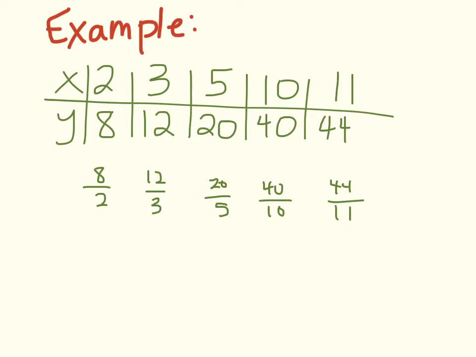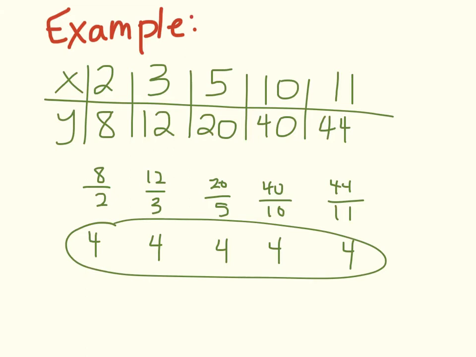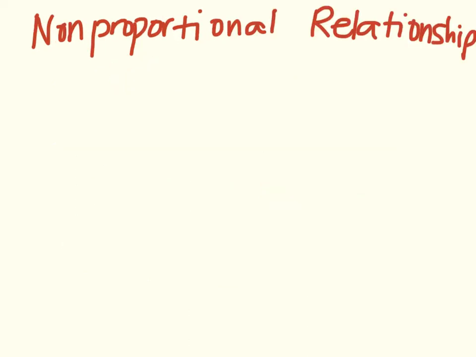And what I do is I can just divide them on my calculator. Sometimes they come out evenly. So here I get 4, 4, 4, 4, and 4. So 4 is my constant ratio, and I see that they all share the same one, which makes it a proportional relationship. And therefore a non-proportional relationship is just the opposite.